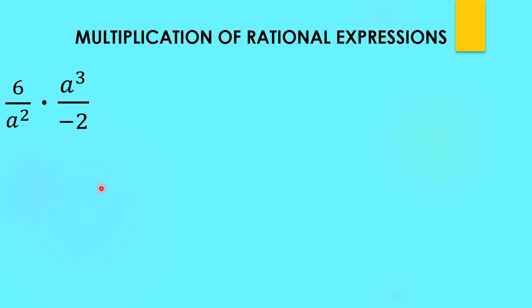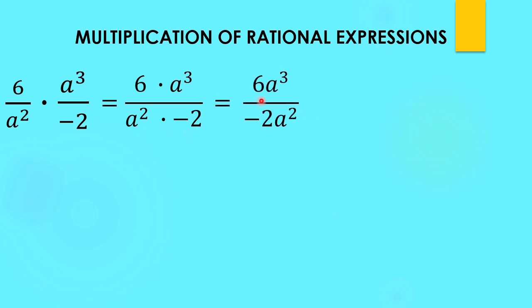Okay, so we have 6 over a squared times a cubed over negative 2. Let us multiply these two rational expressions. To multiply, again, multiply numerator to numerator, then denominator to denominator. So let us try 6 times a cubed over a squared times negative 2. It will give us 6a cubed over negative 2a squared.